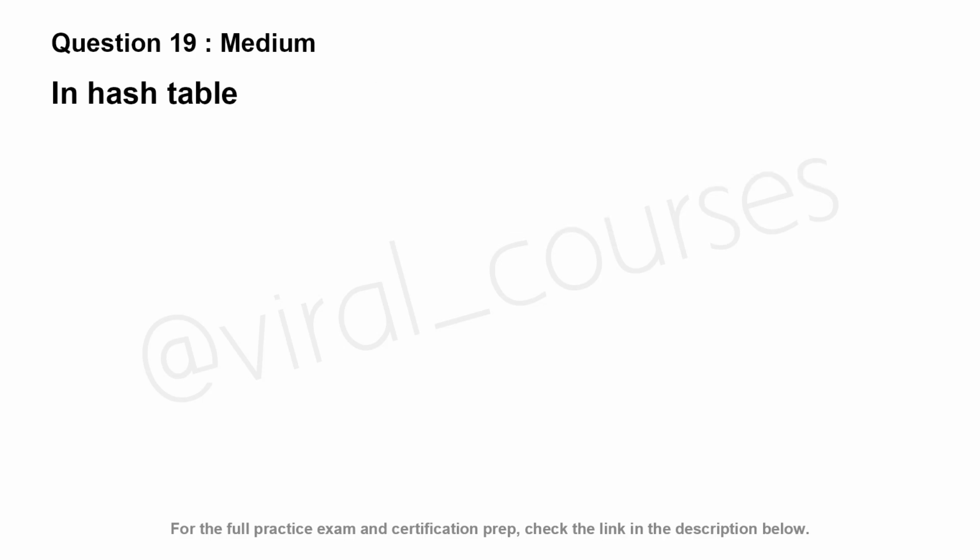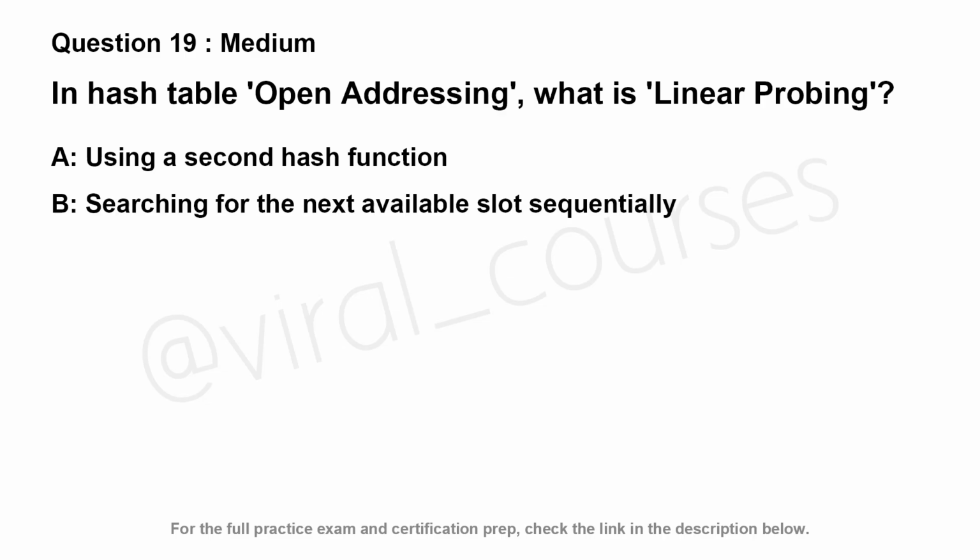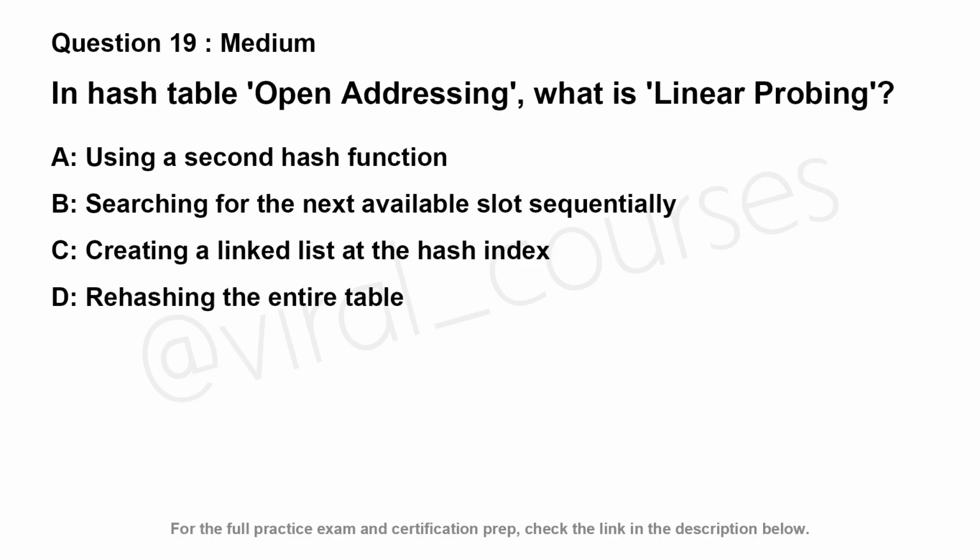In hash table open addressing, what is linear probing? Option A, using a second hash function. Option B, searching for the next available slot sequentially. Option C, creating a linked list at the hash index. Option D, rehashing the entire table.